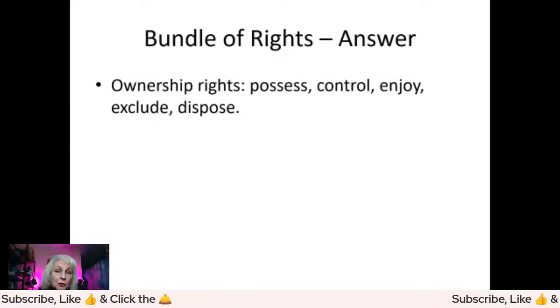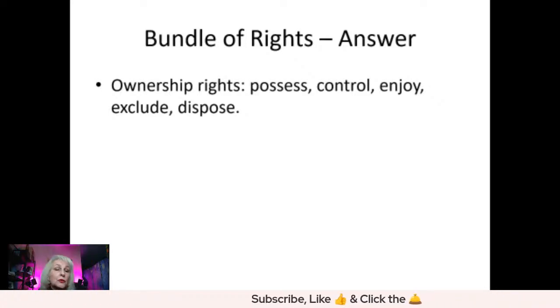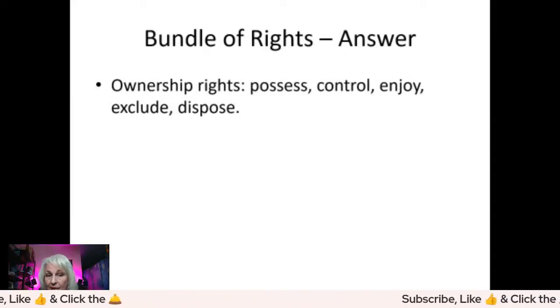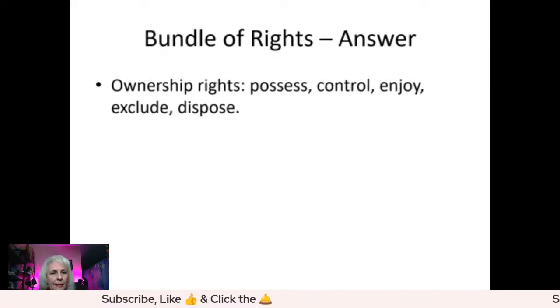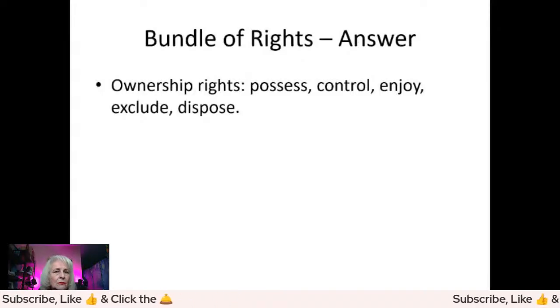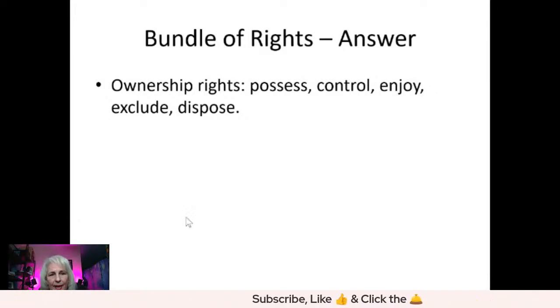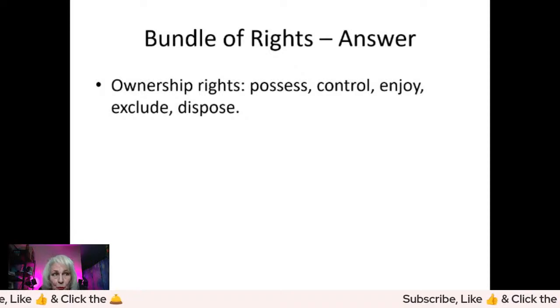They can exclude others from coming into their property, or exclude certain types of access if they don't want to have an easement to someone else. And now, if the easement is recorded, they cannot exclude it. They can dispose of it. They can sell it. They can subdivide it. They can get loans on it. So they have a right to be able to do all that. So those are the bundle of rights: the right to possess, control, enjoy, exclude, and dispose.